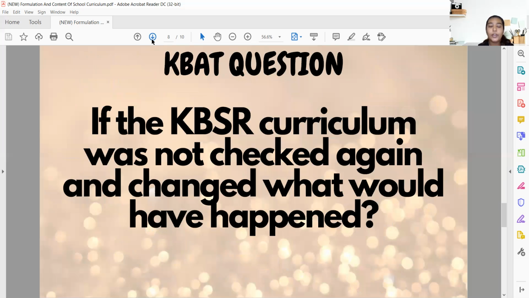So the KBAT question here is, if the KBSR curriculum was not checked again and changed, what would have happened to the curriculum in our country?